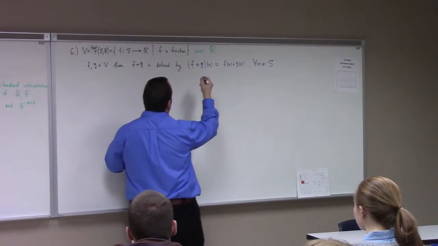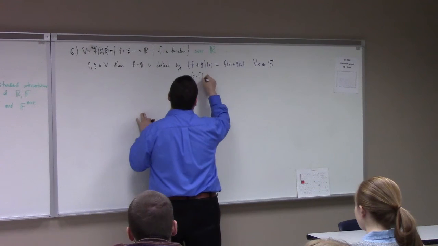Okay, so scalar multiplication, we also have to define what's c times f of x. I think you guys can tell me what it is. What is it?